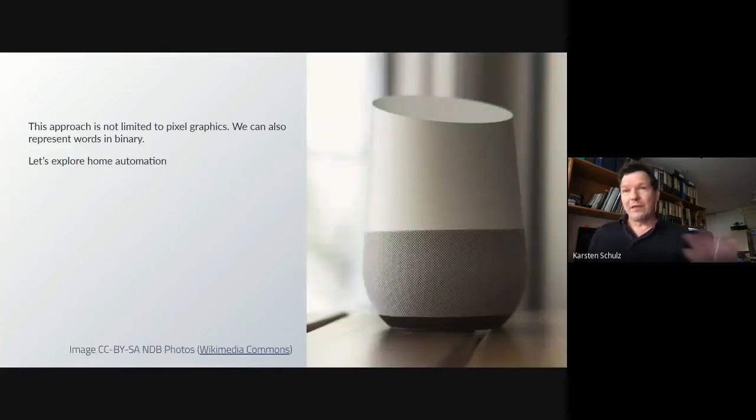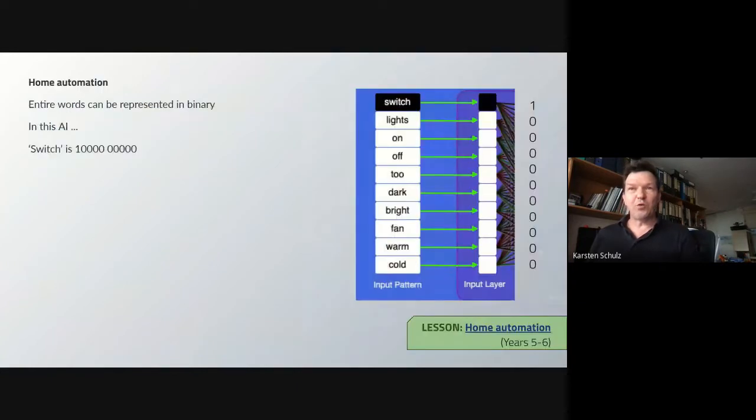Okay, so this approach is not limited to pixel graphics. We can also represent all kinds of information, for example, words. So let's explore this in the context of a home automation scenario. We say, hey Siri, do this and that for me. So how could that look? Here's a model. I just said, hey Siri, and Siri responded to me. Okay, well done. So this is how we could do it in an AI.